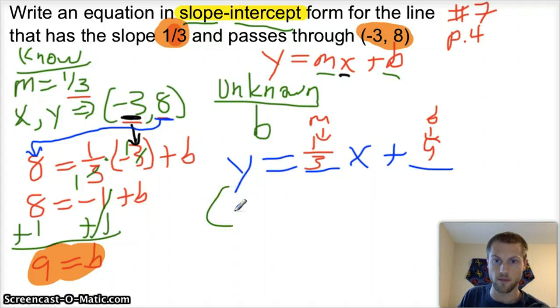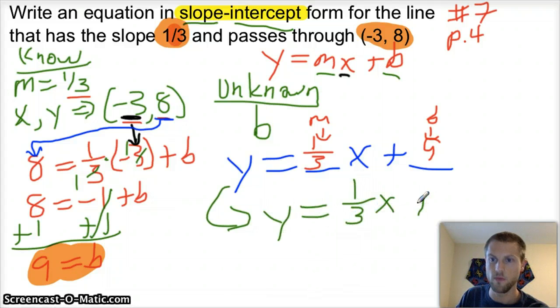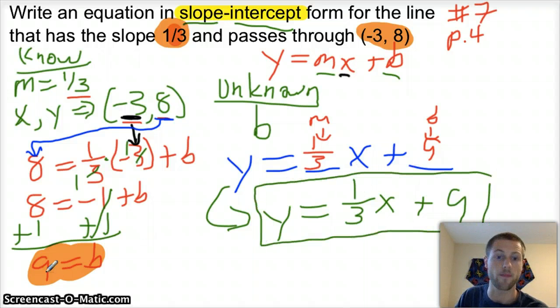If you want to see it written again, in kind of a neater form, y = 1/3 x + 9. And that's it. There you go.